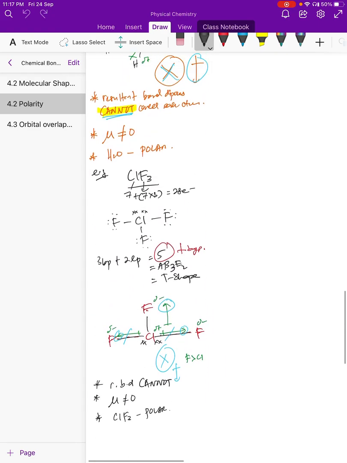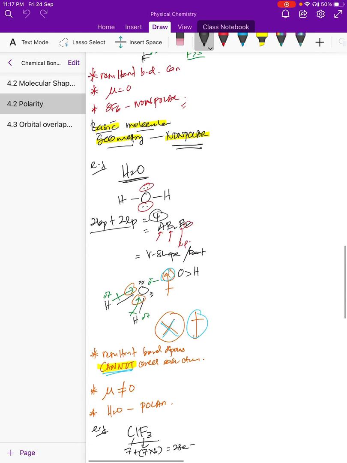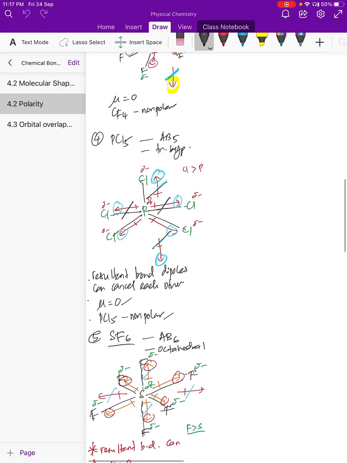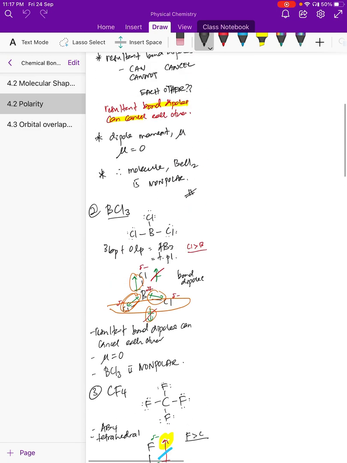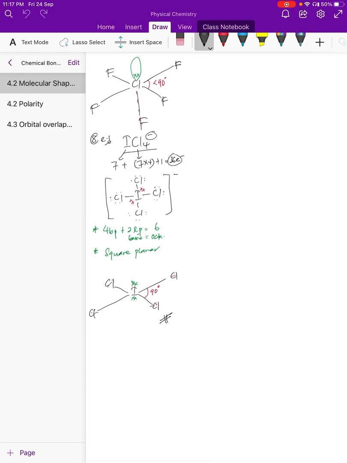ICl4 negative. Where is ICl4 negative? Oh, we didn't draw it. Sub 6. Oh, I didn't draw it. ICl4 negative. Let me see the molecular shape. Yeah, ICl4 negative is here.